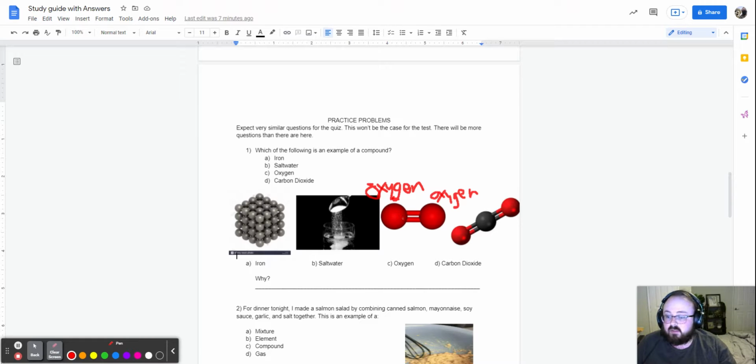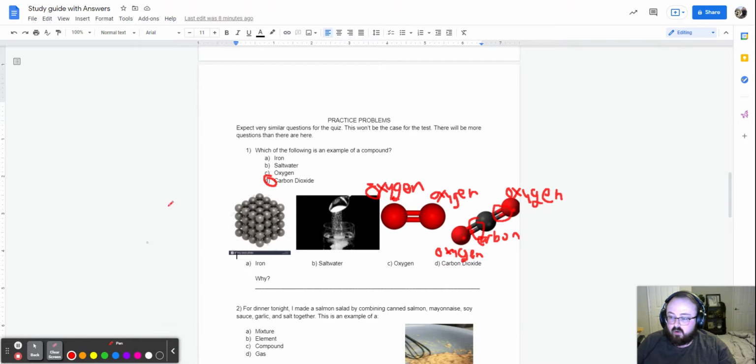So this is a pure element. And finally, with carbon dioxide, we have oxygen as an element. We have carbon, and we have oxygen. So we have two different elements, carbon and oxygen, two types of atoms that are connected. We can see the connections here and the connections here. Because of those connections, this would make carbon dioxide a compound. And our answer is D.